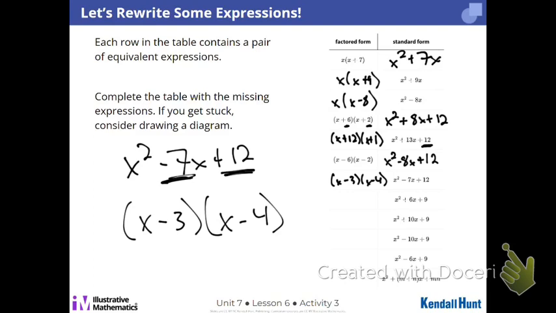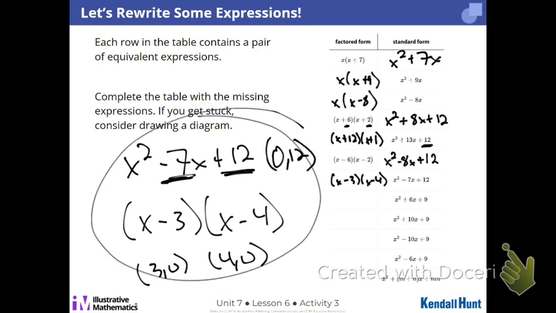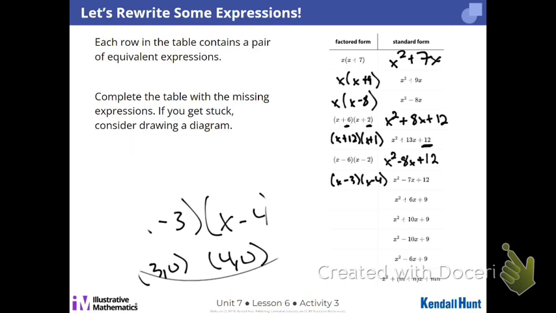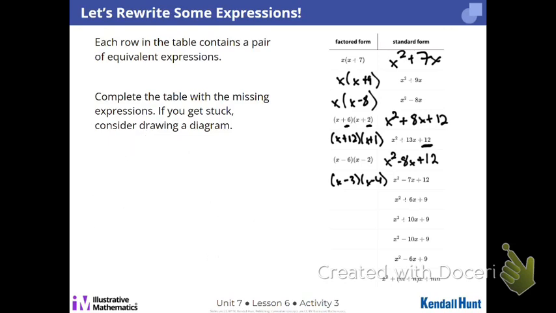Again, we want this because check it out. My x-intercepts are 3, 0, 4, 0. My y-intercept is 0, 12. All three things just at a glance. So what I'm going to do now is give you a couple minutes to go back through the rest of this and make adjustments if you need to. So as we continue to look through these, I'm a fan because they feel a little bit like a puzzle to me.